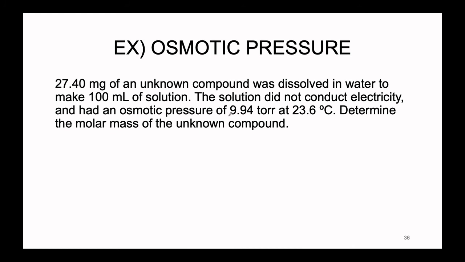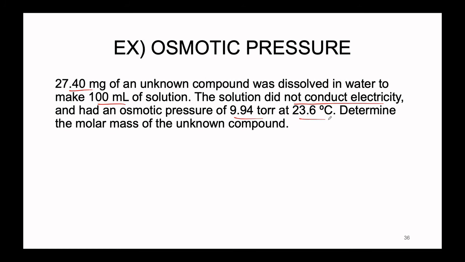So we have one example problem left in today's lecture. This is it. Our problem in front of us: we are told that 27.4 milligrams of an unknown compound are dissolved in water to make a 100 milliliter solution. However, the solution was found to not conduct electricity and had an osmotic pressure equal to 9.94 torr at 23.6 degrees Celsius.